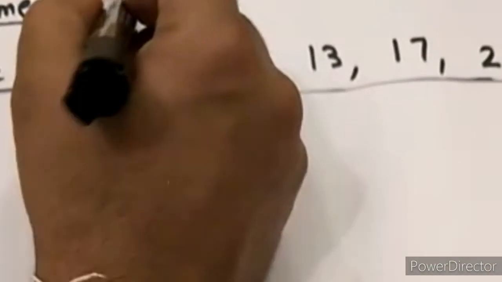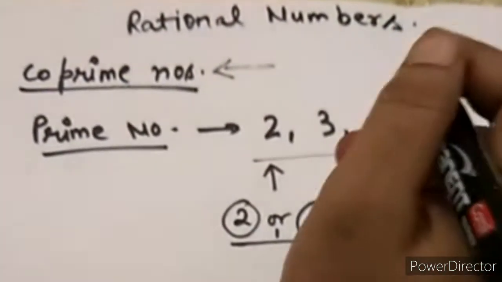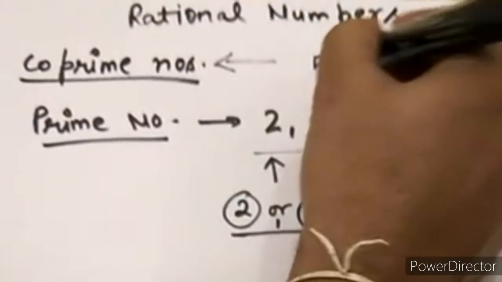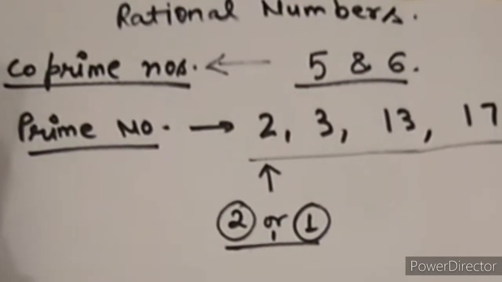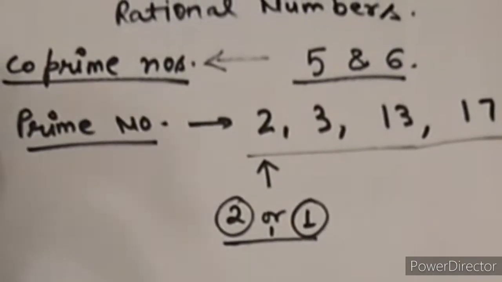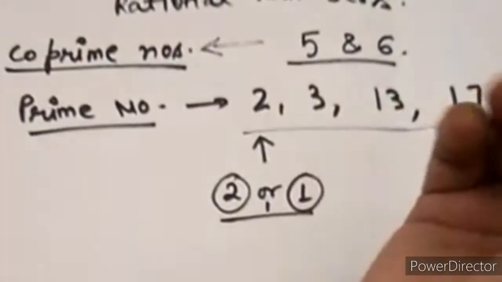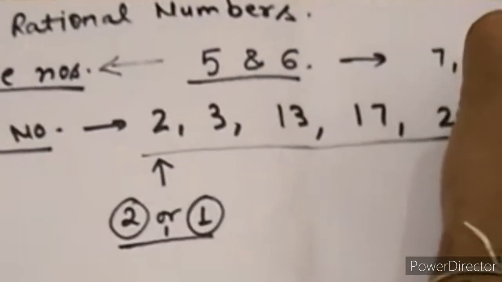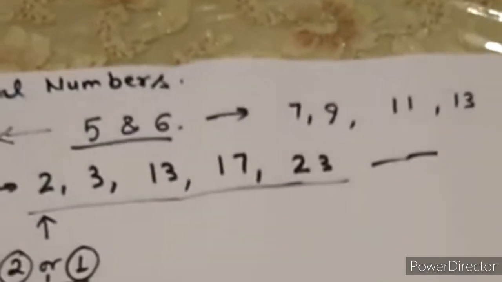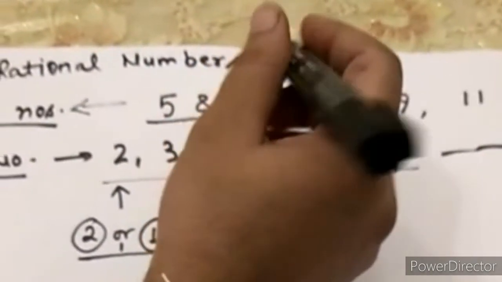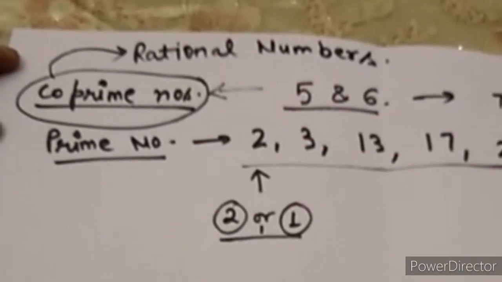That's why these are called prime numbers. Similarly, co-prime numbers are those numbers which don't have any common divisor. For example, 5 and 6. Can you tell me any common divisor except one between 5 and 6? No, there is no common divisor. That's why these are called co-prime numbers. Another example will be 7 and 9, 11 and 13, anything. Why am I talking about co-prime numbers? Because these are going to play a vital role in rational numbers. How?